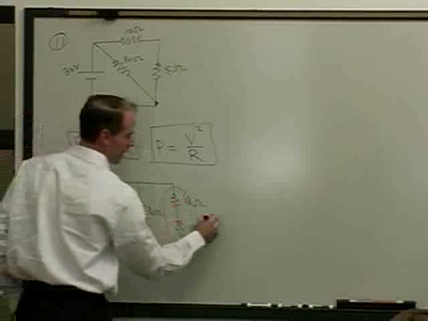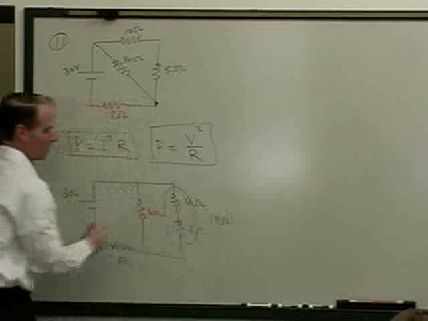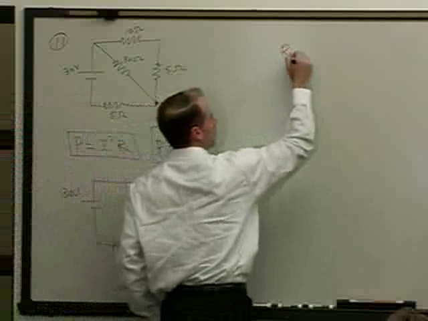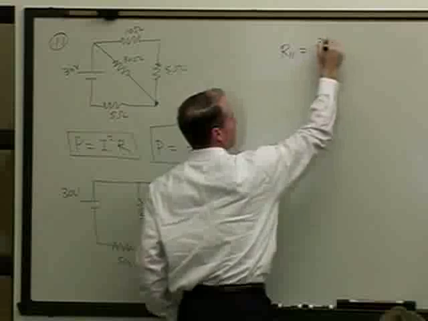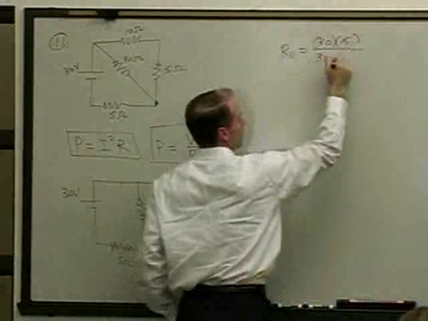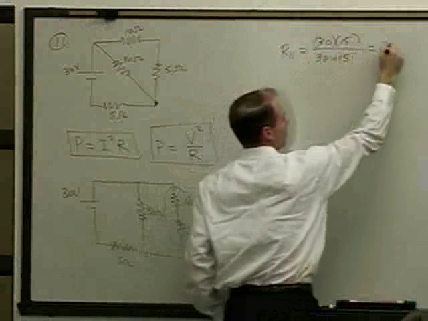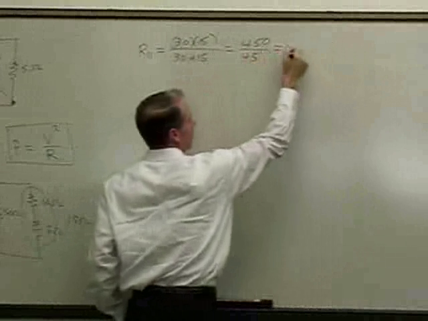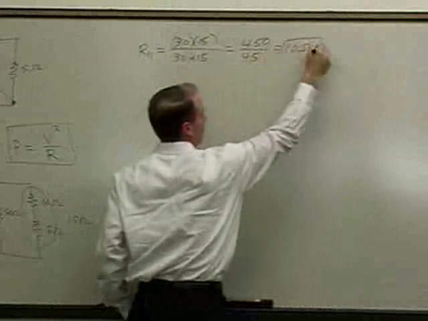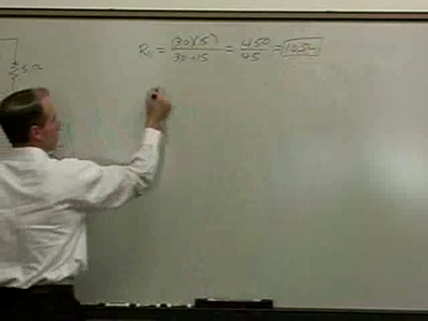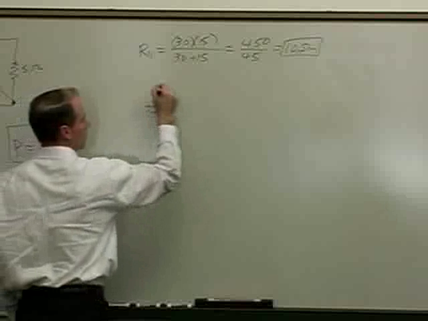So this series combination is 15 ohms, and then we got 15 ohms in parallel with 30. So R parallel is 30 times 15 over 30 plus 15, 450 over 45, 10 ohms. So this circuit is looking like this.